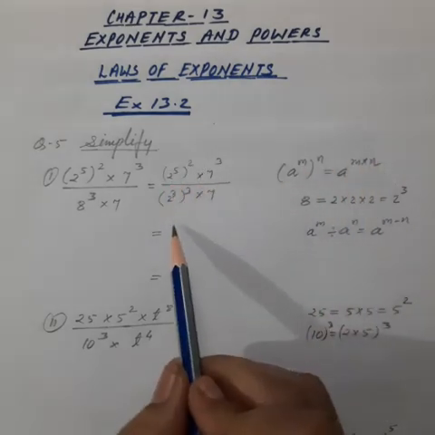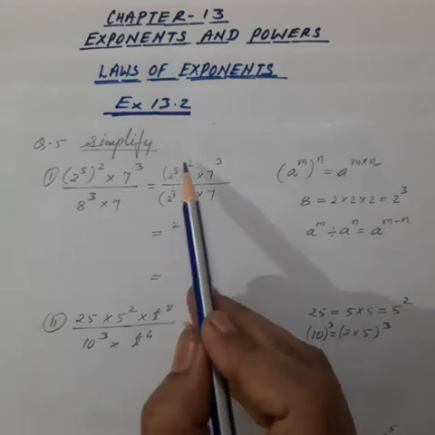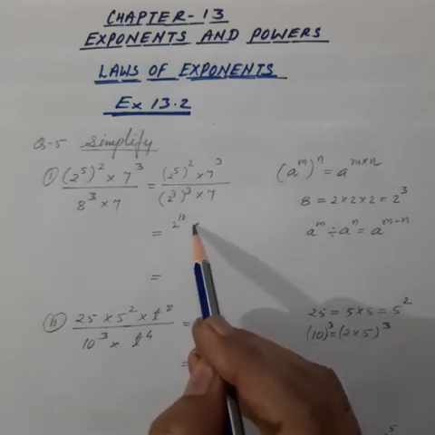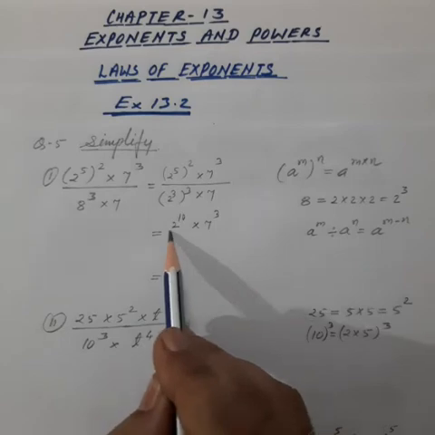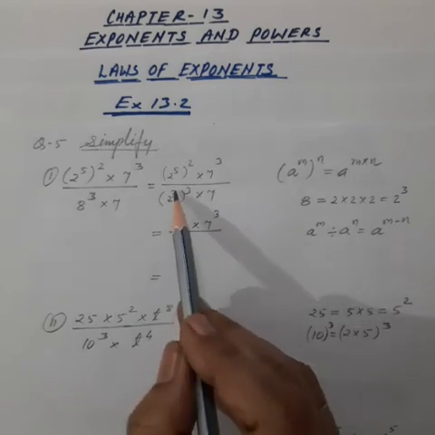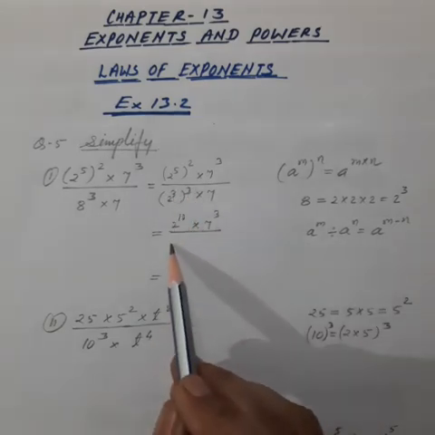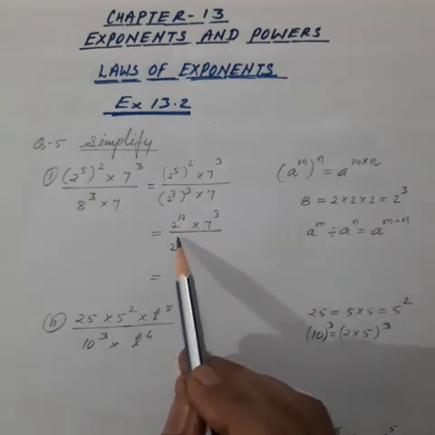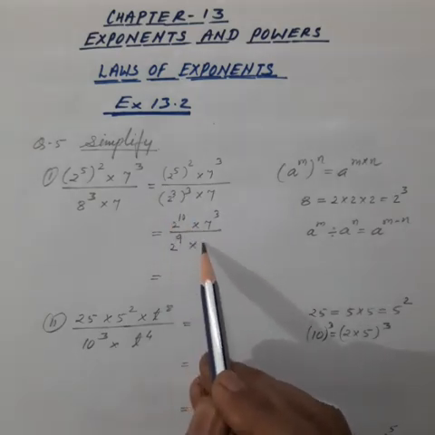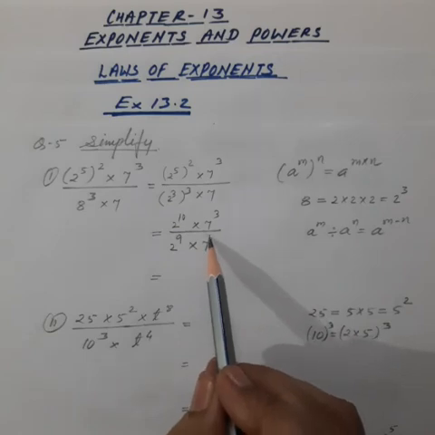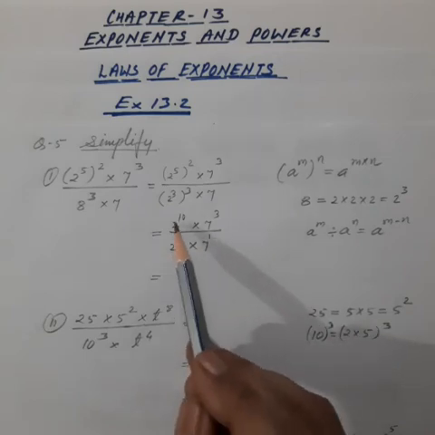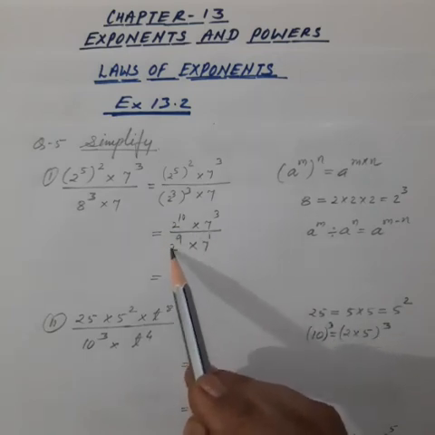So here take base 2 and multiply the powers. 5 2s are 10 into 7 cube. Denominator. Here also power of power. So take the base 2 and multiply the powers. 3 3s are 9 into 7. It is first power. Now this is the division of two numbers with same base 2.